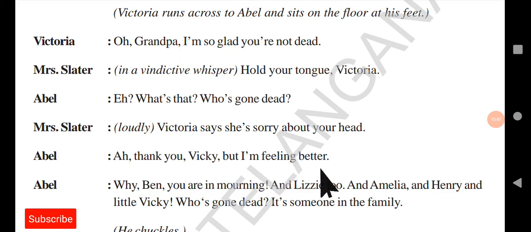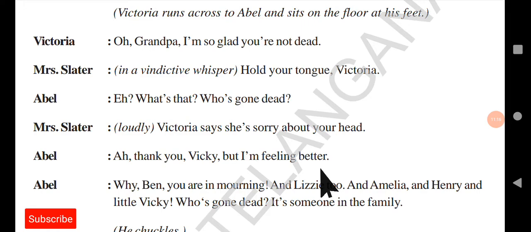So when Victoria says she is happy because her grandfather is not dead, immediately the mother says, "Oh Victoria, please stop speaking like that. Don't say that your grandfather is dead." Abel Meriwether doesn't know that they have been speaking about his death. So immediately the mother tries to cover up, saying she is just speaking about your headache, nothing to worry about.